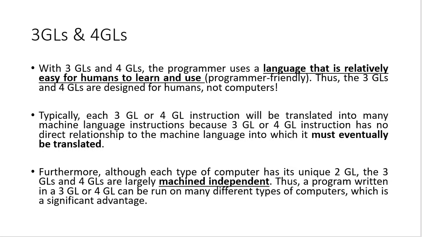Furthermore, though each type of machine has its unique 2GL, the 3GLs and 4GLs are largely machine independent. Thus, a program written in 3GL or 4GL can be run on many different types of computers, which is a significant advantage. So, macam saya katakan tadi, kalau untuk 3GL dengan 4GL ni, dia tidak tertakluk kepada jenis komputer tertentu untuk run dia. Maksudnya kita tulis je program dalam 4GL dan ataupun 3GL dan program tu boleh digunakan dalam mana-mana jenis komputer pun.